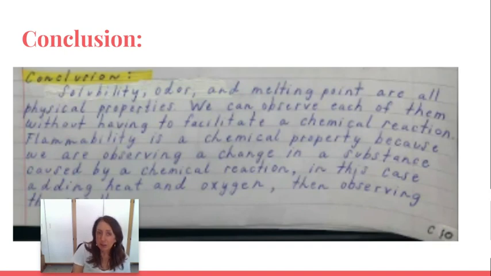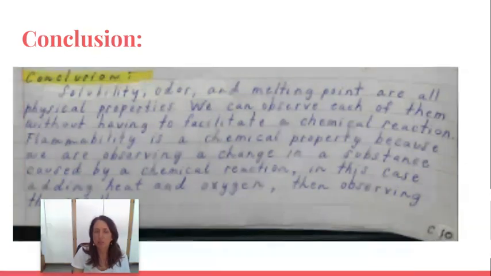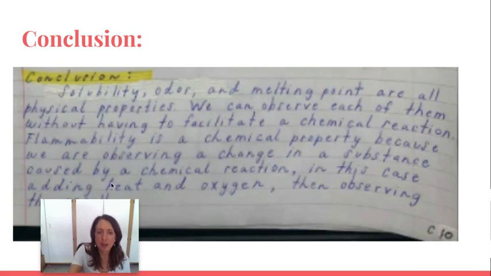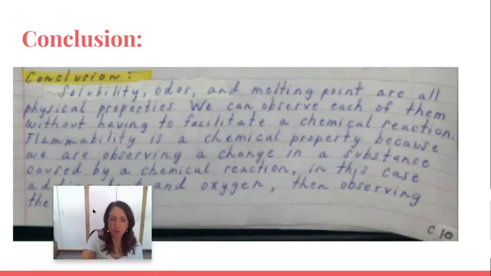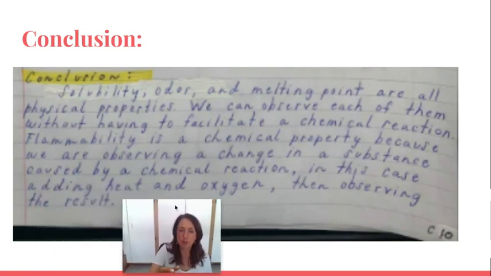She writes, solubility, odor, and melting point are all physical properties. We can observe each of them without having to facilitate a chemical reaction. Flammability is a chemical property because we are observing a change in substance caused by chemical reaction. In this case, adding heat and oxygen, then observing the result. So that might be an example of something you would have written for your conclusion. So again, just check that and pause if you need to, and then we'll go on to the rest of today's lesson.